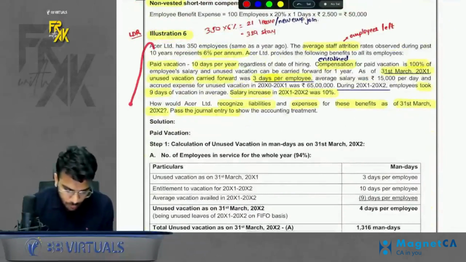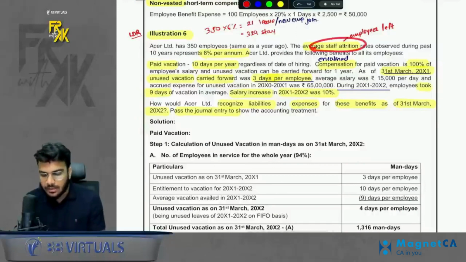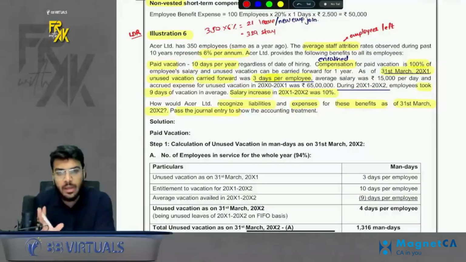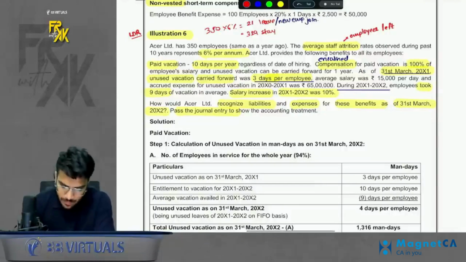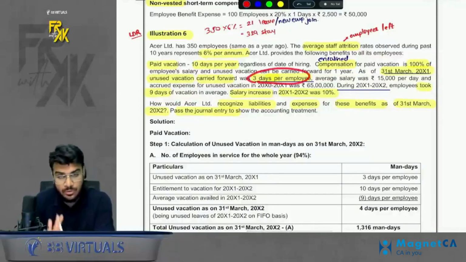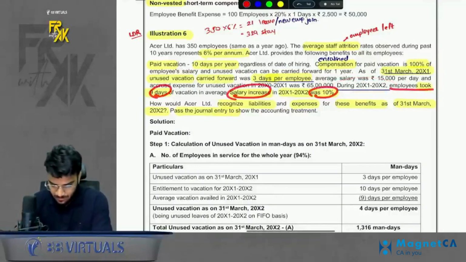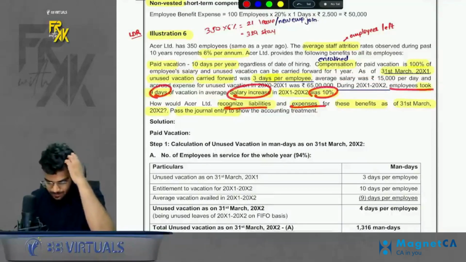Then there is illustration number 6, a very good question. Please, you have to solve this, but we will discuss it together. There is a staff attrition rate. There are 350 employees. Staff attrition is given at 6%. That means every year 6% employees will leave. But here there is an assumption that when certain employees leave, they will be replaced by new employees. Then 10 days of paid vacation is given. Every employee has 3 days unused in the current year. In the previous year, average salary per day was 15,000. During the next year, employees took 9 days vacation. Salary increase was 10%. Recognize the expense and liability.